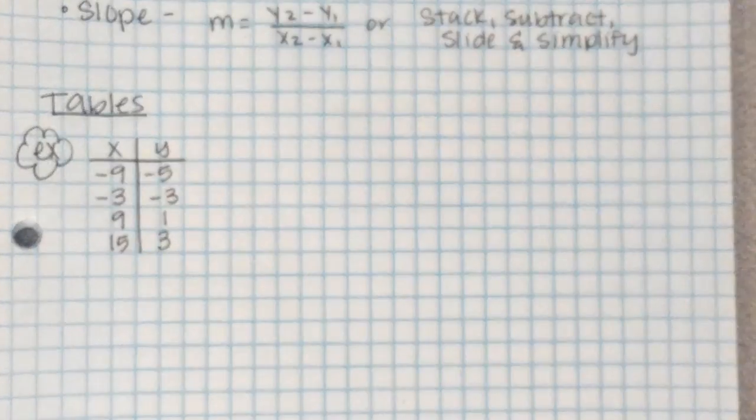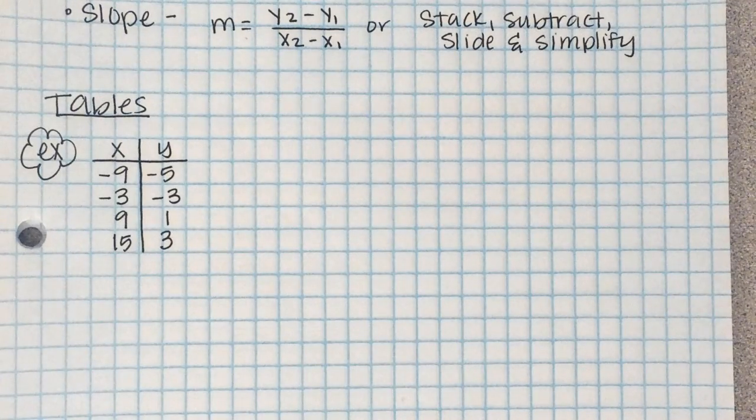On a test, a question, whatever, you'll be given the table, okay? So this is what you're given. Then from here, you have to find your slope, x-intercept, y-intercept, and so forth.